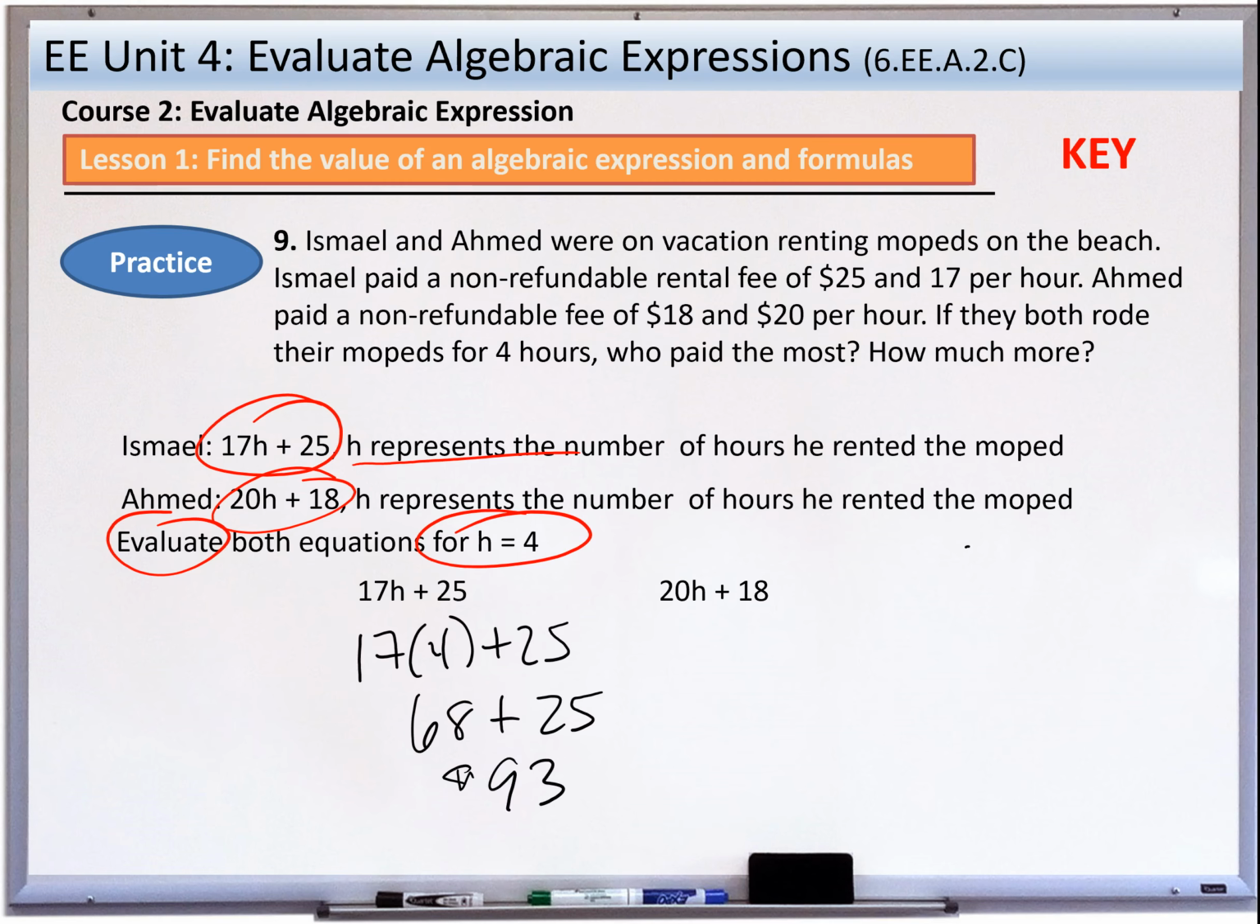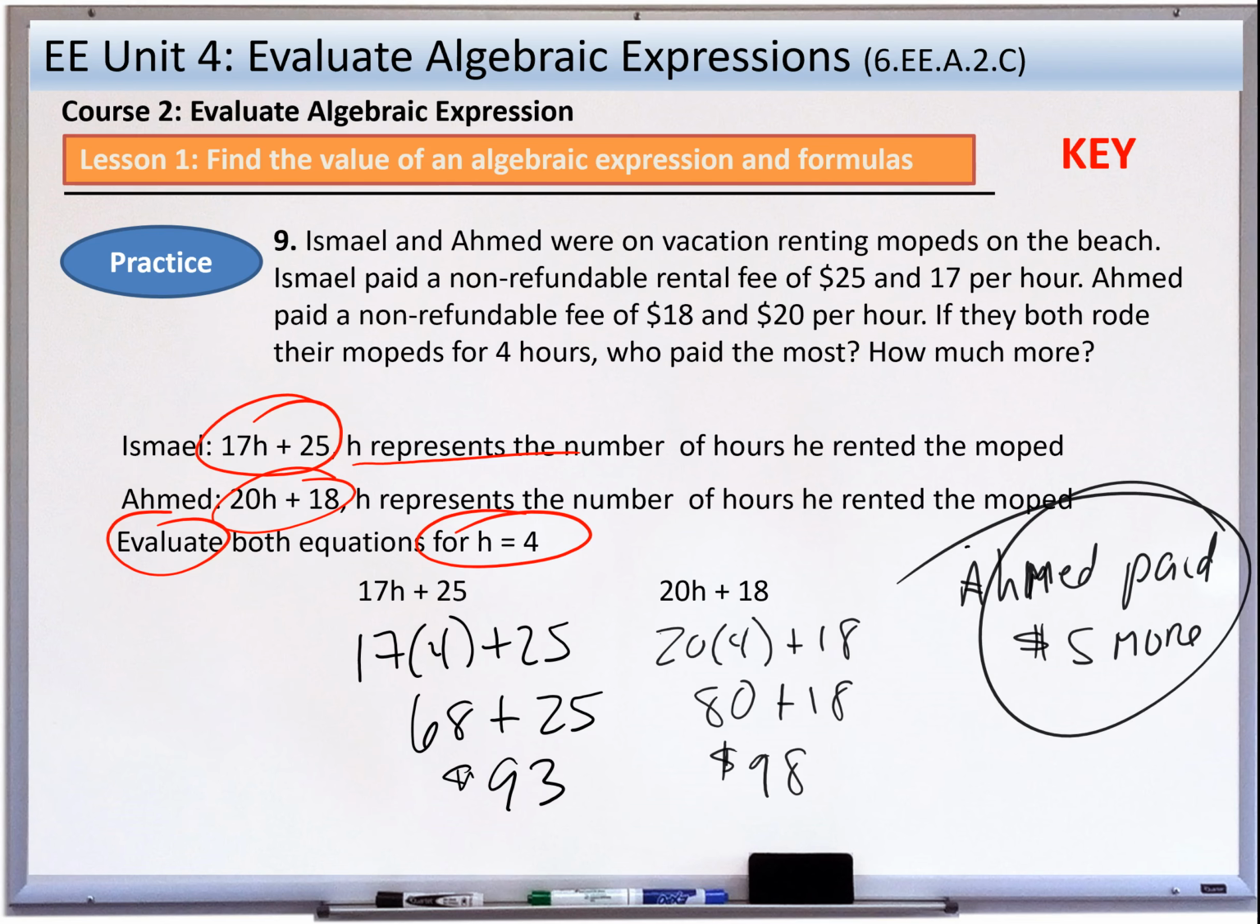So let's look at what we got here. So 17 times 4 plus 25 for Ismail gives him 68 plus 25. He paid $93 for 4 hours, whereas Ahmed paid 20 times 4, that's 80, for 4 hours, plus he paid an 18 rental fee. So he paid 98 minus 93. He paid $5 more. So to answer the question, who paid the most? Ahmed did, and by how much? $5.